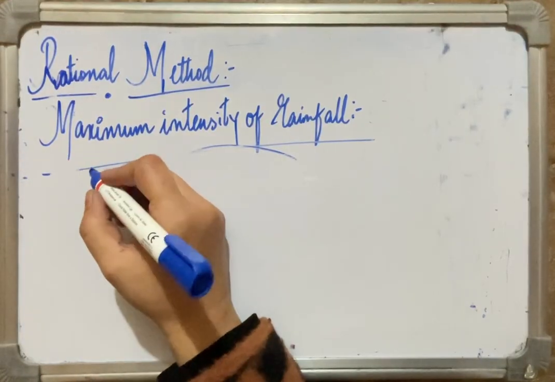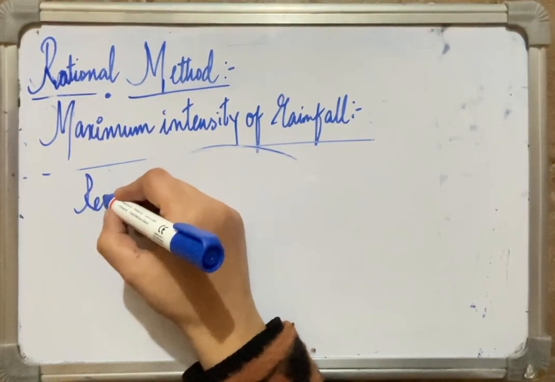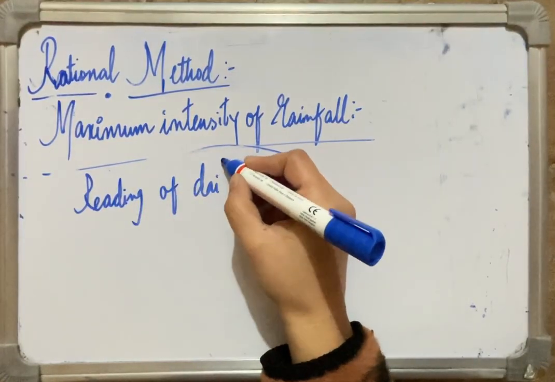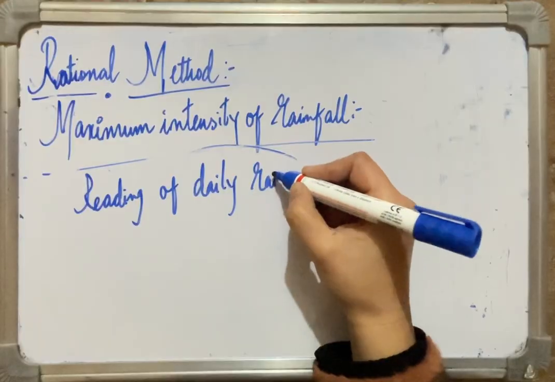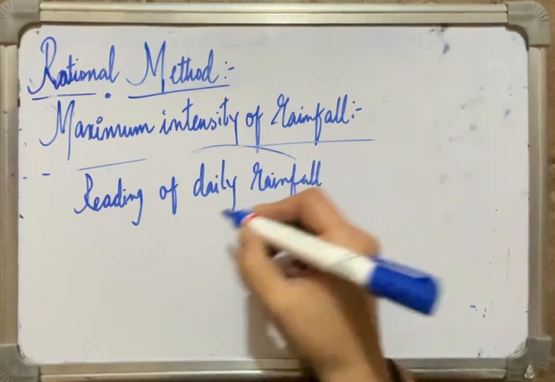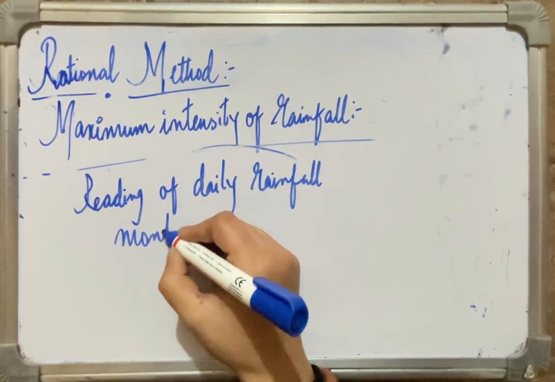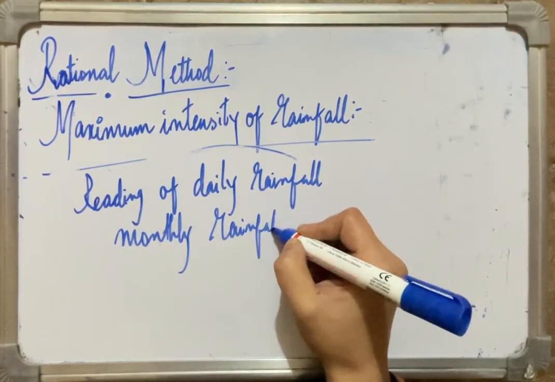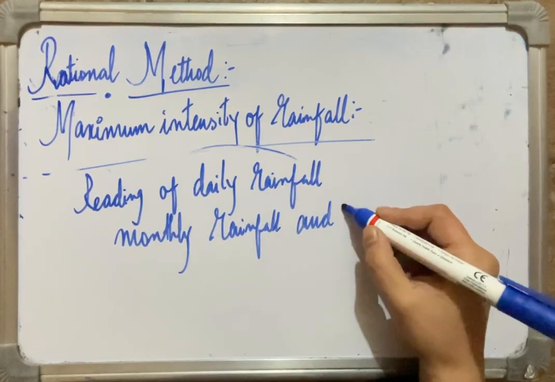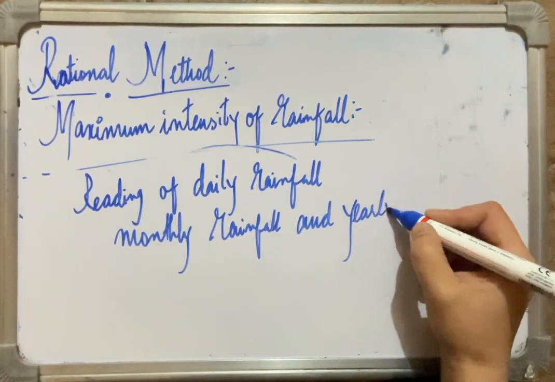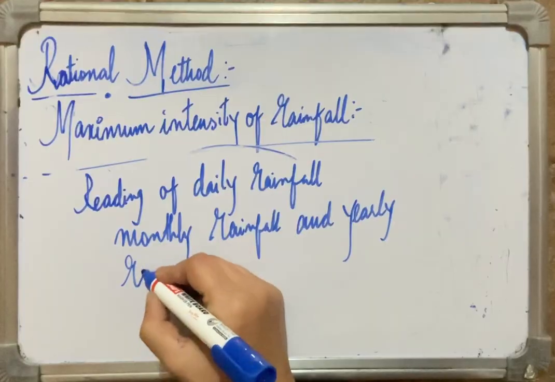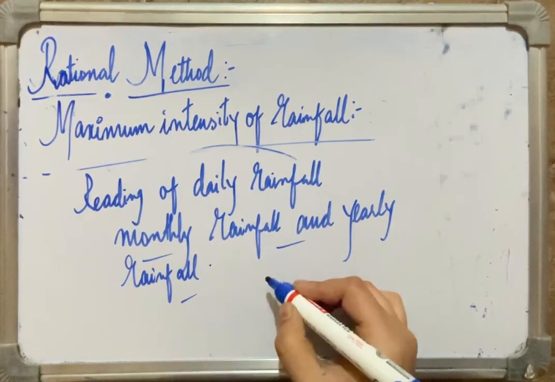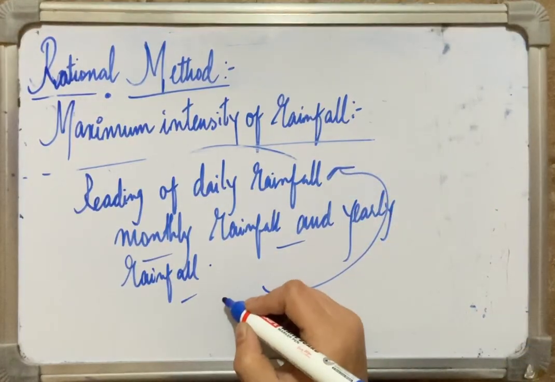From the readings of daily rainfall, which is taken at an interval of 24 hours, we go on assessing the situation of monthly rainfall and yearly rainfall. This data can be worked out from the data of daily rainfall, all right?